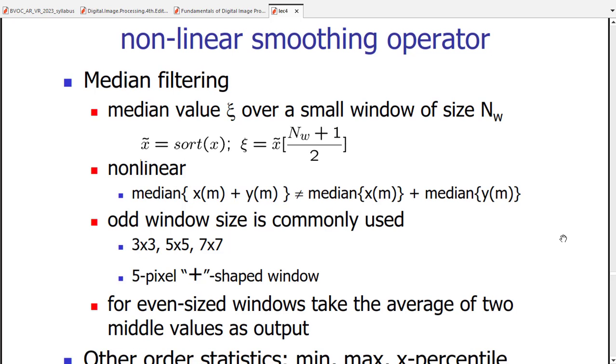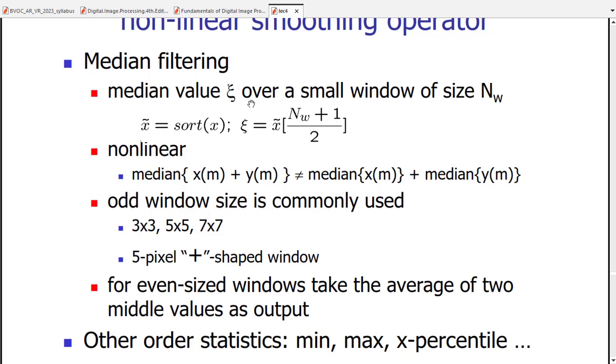Now a non-linear smoothing operator: the median filter. A median filter takes a small window of size Nw, and x cap equals the sort of x. Always we sort the values to find which one is the middle value of the sorted elements. For example, in 3 by 3 there are 9 elements, the middle value is the fifth element, and the fifth element replaces the central pixel. This is called the median filter, which is a non-linear application.